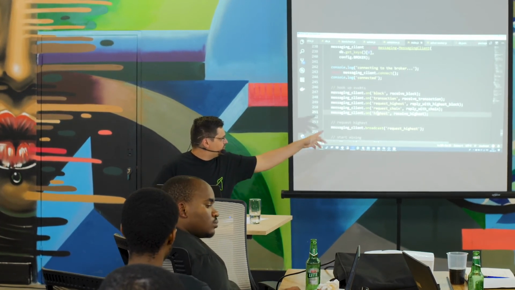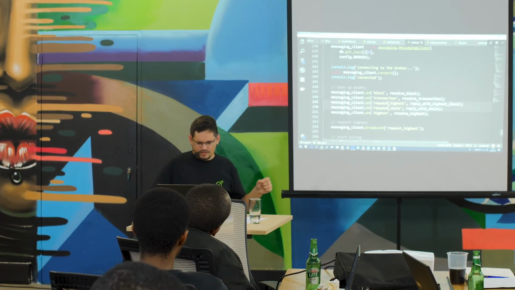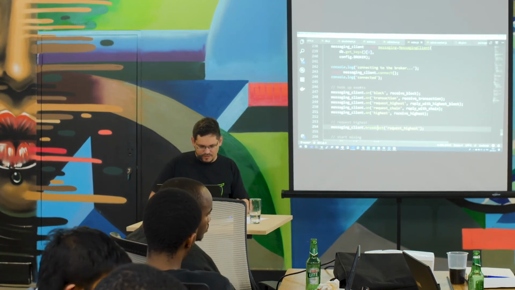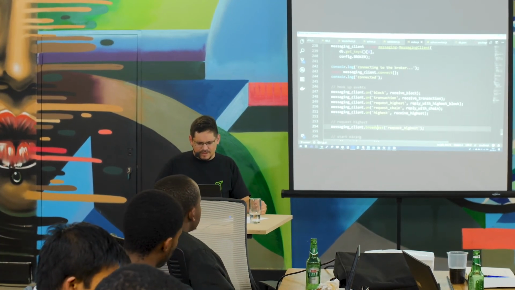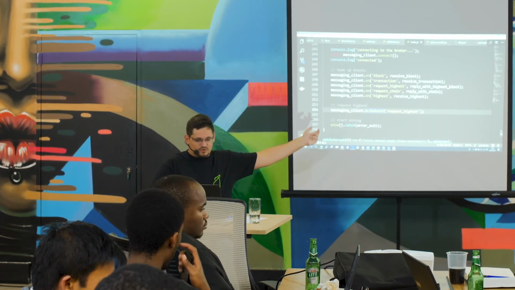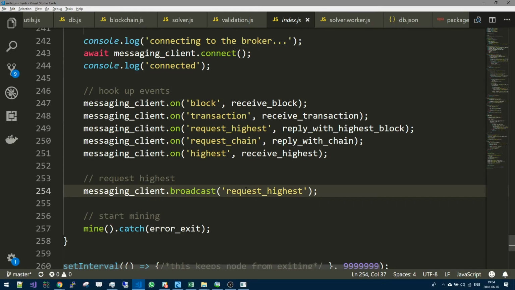So we've got a request for the highest node, and we've got a response for the highest node. That's it. Then, very first, when it starts up, it does a broadcast and does a request highest. What that does is broadcast to all the other nodes to tell me what their highest block is.